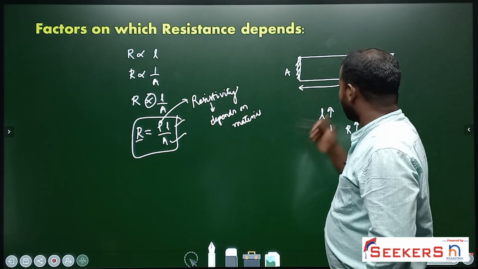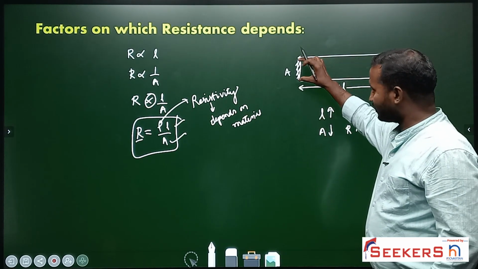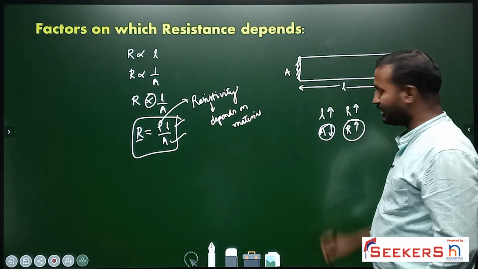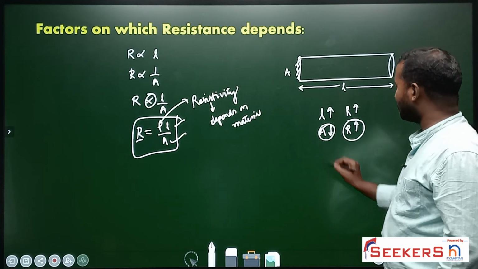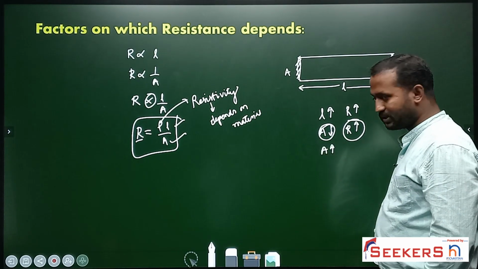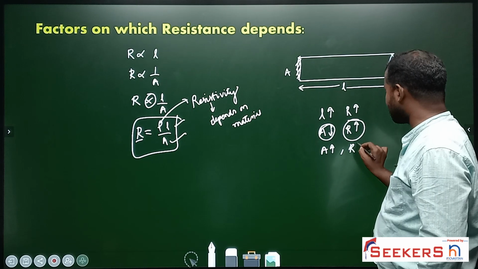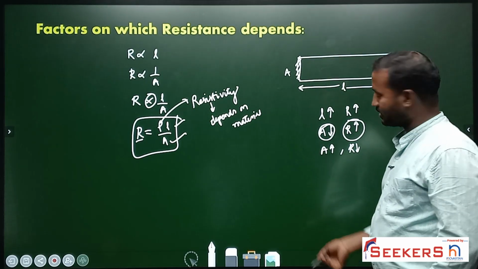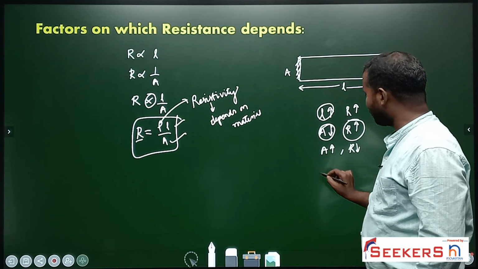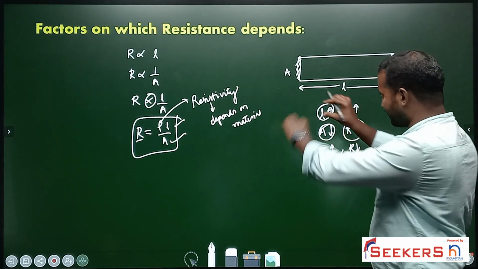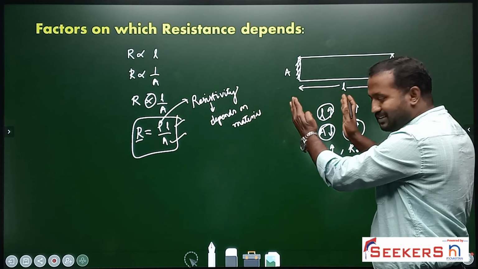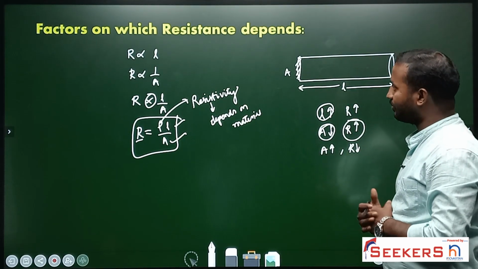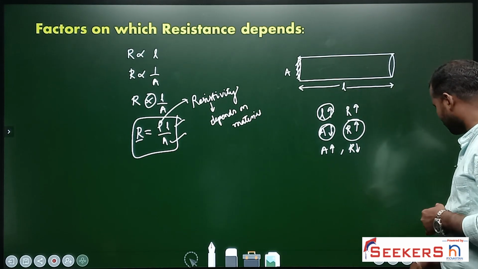If you are taking a thin wire, the area of cross section will be less, so resistance automatically increases. If the area of cross section is large, then resistance decreases. Opposition offered by the metal or conductor decreases. Now if you talk about length, if length increases, resistance increases, whereas if length is decreasing, resistance will automatically decrease. So that's how resistance depends upon such factors.